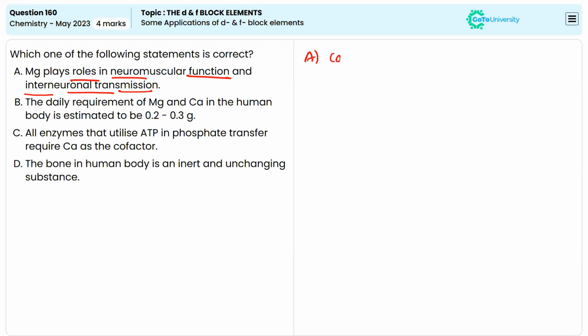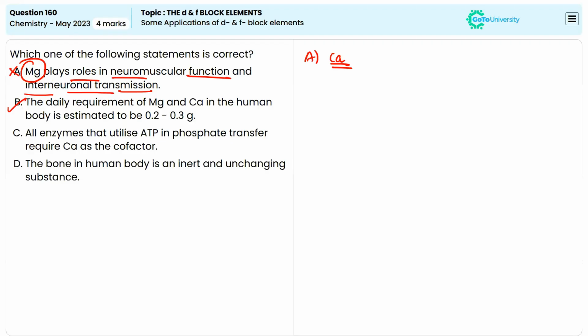So here option A is incorrect because magnesium is not playing the role. Calcium is the one which determines this role. And coming to option B, the daily requirement of magnesium and calcium in the human body is estimated to be 0.2 to 0.3 grams. This is the correct statement. This is correct because about 200 to 300 milligrams of calcium and magnesium are required by our body each day. So this is the correct one.